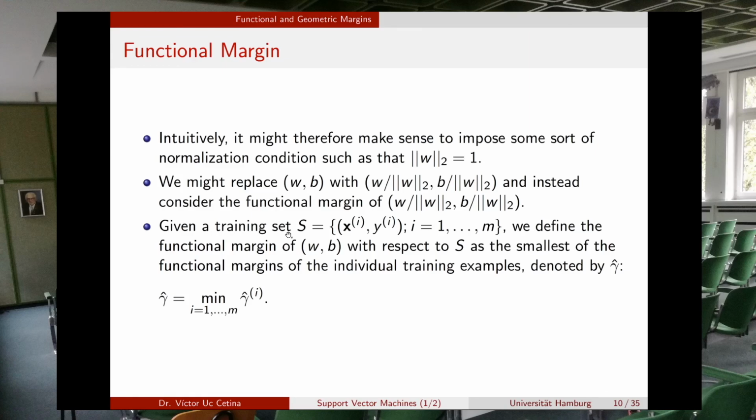Given a training set S in which we have m examples, m points, we can also define the functional margin for a set of points. In this case, we are going to write it just as gamma circumflex, and this functional margin for a set of examples will be the smallest margin. So you will consider the functional margin for each one of our endpoints, and you will select the smallest one, and that smallest one is going to be the functional margin for the whole set of points.